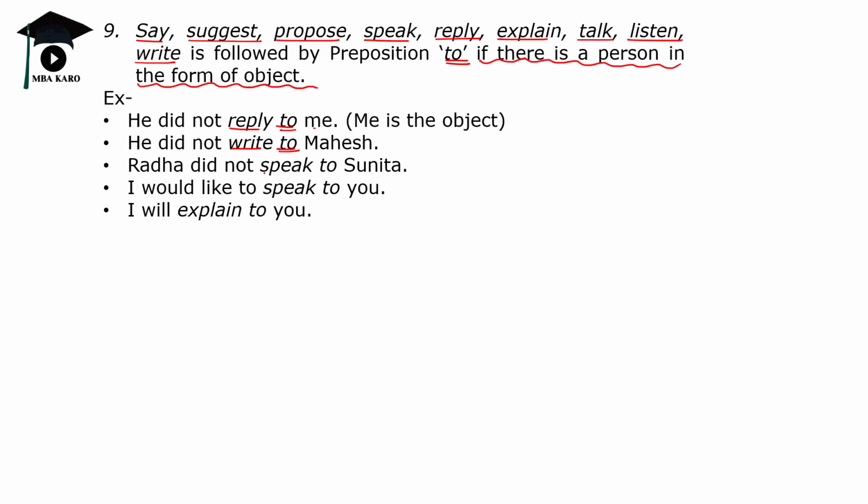Radha did not speak to Sunita. I would like to speak to you. I will explain to you. So whenever there's a person in the form of object, we will always use preposition to with words like say, suggest, propose, speak, reply, explain, talk, listen, and write. Clear?